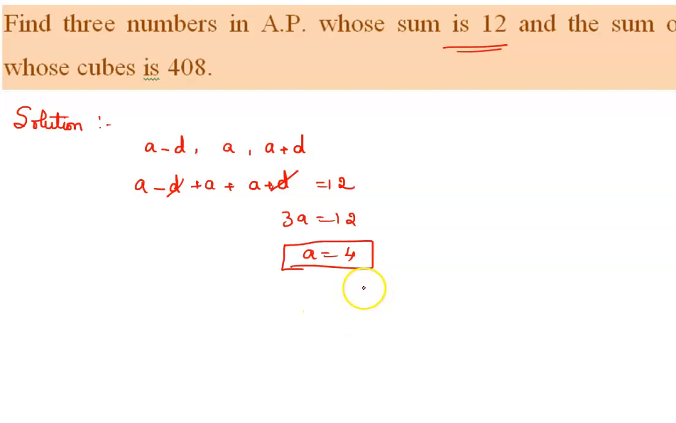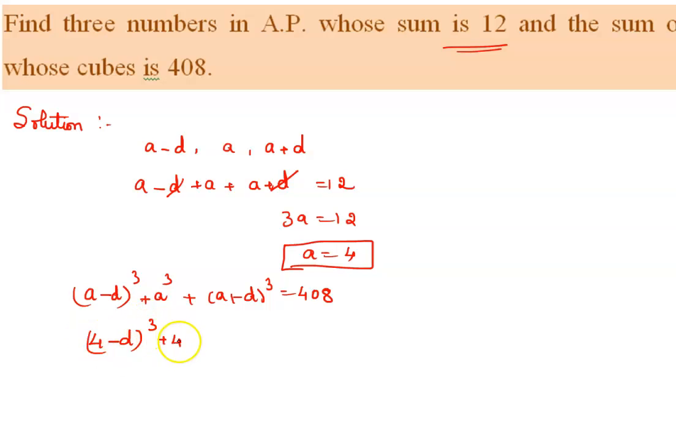Next we want to find the D. So for that we have another statement: sum of whose cubes is 408. So which implies A minus D the whole cube plus A cube plus A plus D the whole cube equal to 408. Okay. And we can substitute the value for A. So which implies 4 minus D the whole cube plus 4 cube plus 4 plus D the whole cube equal to 408.